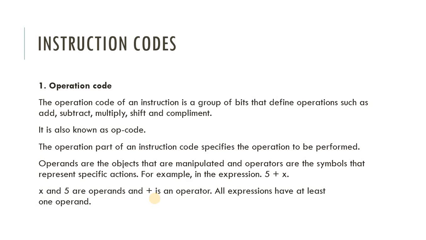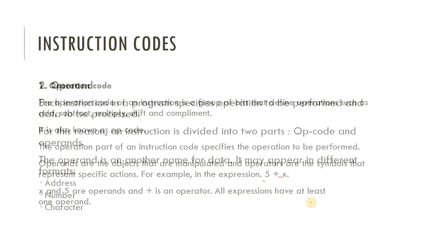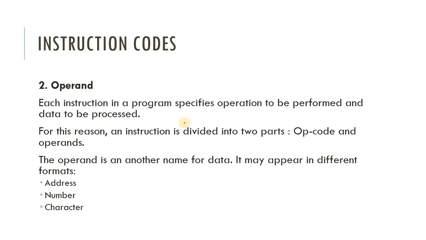For example, in the expression 5 plus x, here plus is the operator, and 5 and x are operands. All expressions have at least one operand. Without an operand we can't perform any operation. Now second is the operand. Each instruction in the program specifies the operation to be performed and the data to be processed. For this reason, any instruction is divided into two parts, the opcode and operands. The operand is another name for data.